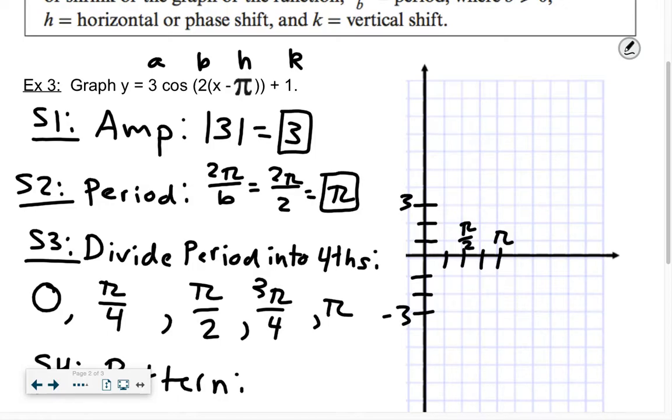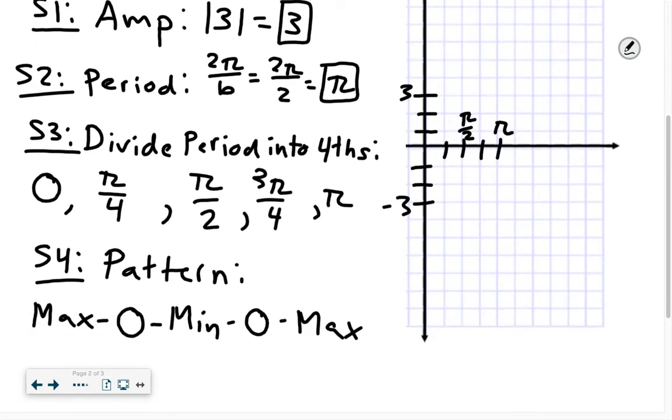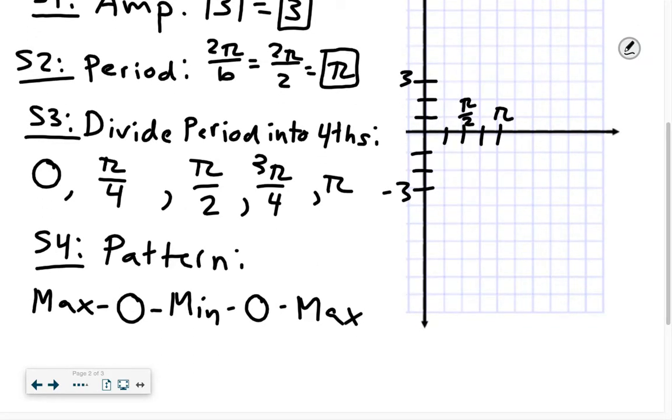And now let's go ahead and plot our points. We said for the pattern that we start at the max, go to 0, go down to our min, 0, max. There it is.